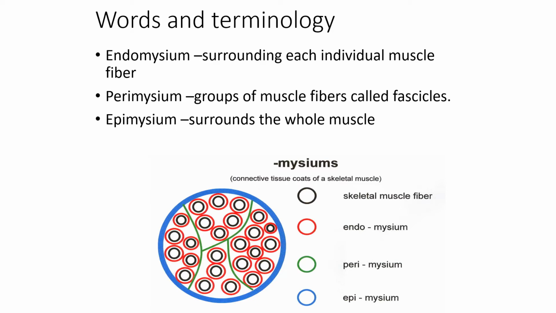We then get a whole bunch of muscle fibers with their endomysium together, and we surround them in a sheath called the perimysium. This is the green layer here. This is a fibrous connective tissue that surrounds groups of muscle fibers, and we now call it a fascicle. So a fascicle is a discrete bundle of muscle cells segregated from the rest of the muscle by the perimysium.